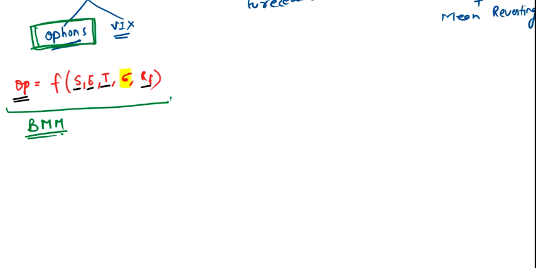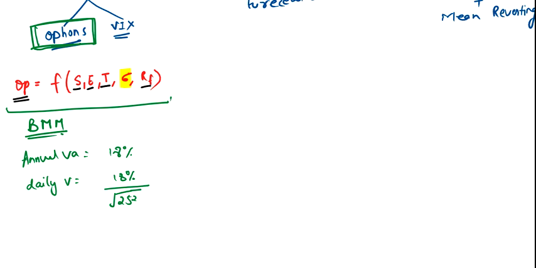Again, just a small concept. If I am saying that your annual volatility is 18%, what is your daily volatility? It is actually 18% divided by the square root of 252.